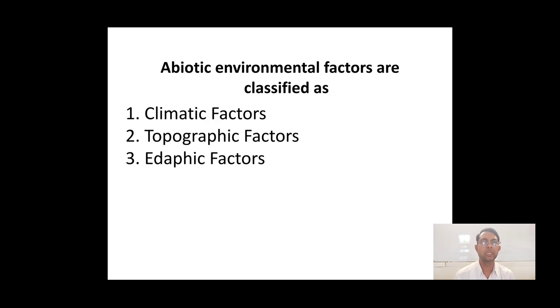Now, the abiotic factors are classified as climatic factor, topographic factor, and edaphic factor. These are the three factors which we call abiotic factors because they are non-living, but they show influence on organisms and hence are studied under the ecological factors. First is climatic factor, then topographic factor, and edaphic factor. We are going to discuss these factors in detail.